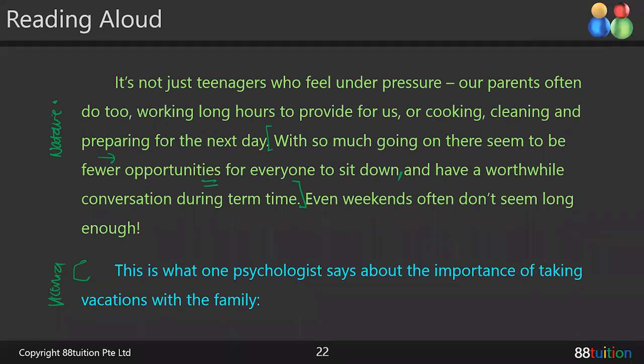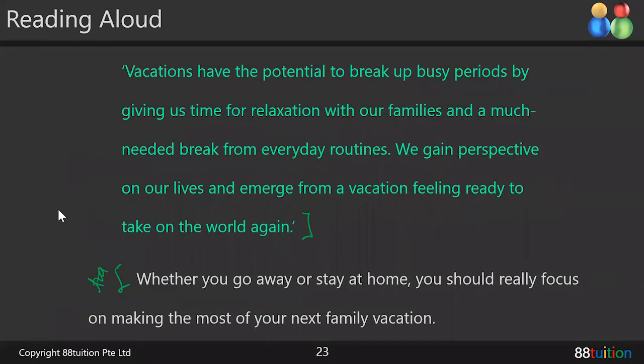This is what one psychologist says about the importance of taking vacations with the family. Vacations have the potential to break up busy periods by giving us time for relaxation with our families and a much needed break from everyday routines. We gain perspective on our lives and we emerge from a vacation feeling ready to take on the work again.